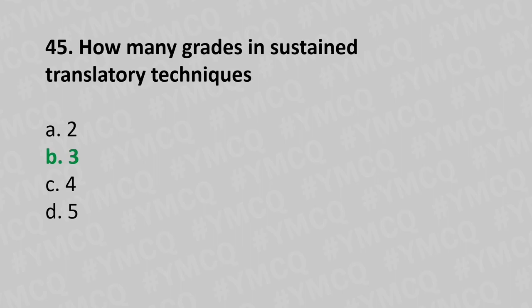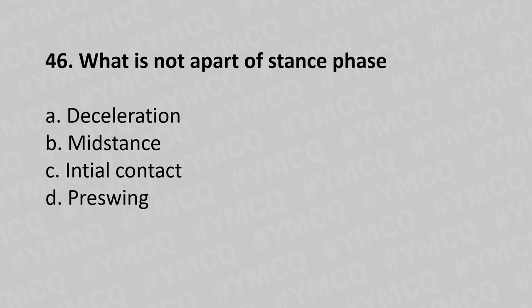What is not a part of stance phase? Option A, deceleration. Option B, mid stance. Option C, initial contact. Option D, pre-swing. And the answer is option A, deceleration. Moving to our 47th question.